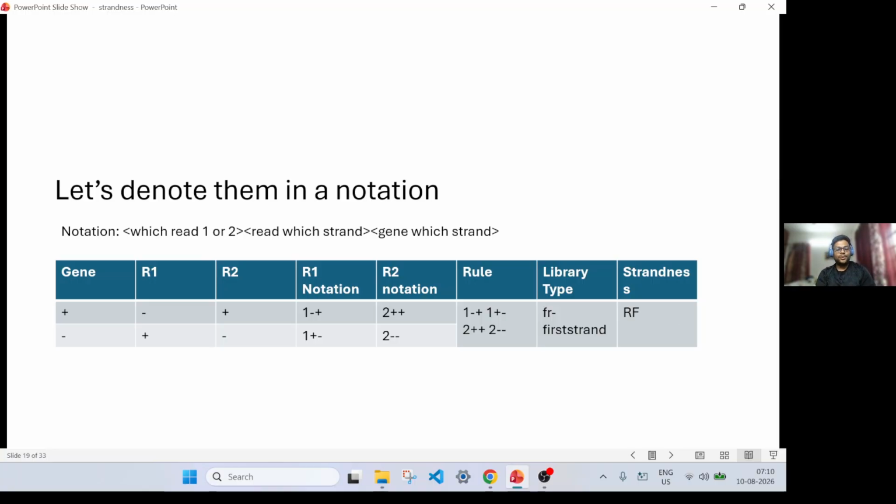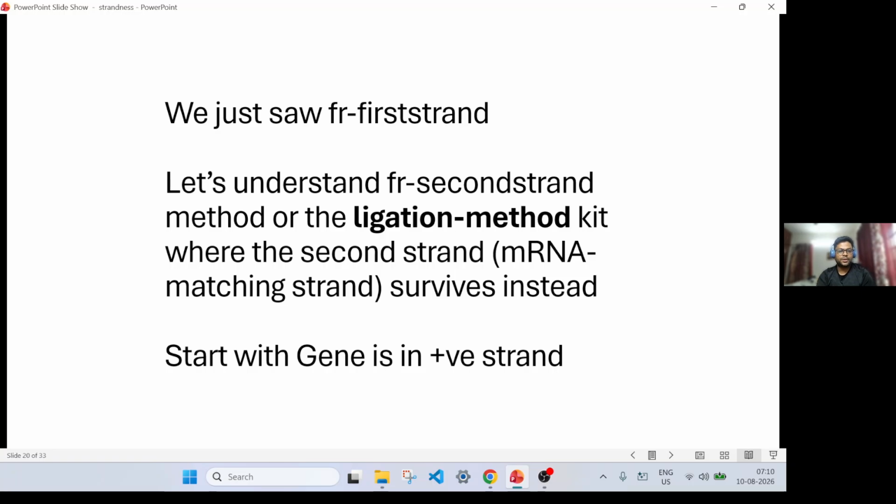Okay, just to revise, it might be confusing, but this is how I could explain it. So now we just saw the first strand. Now let's say you have done the experiment, and you say, hey, I don't want to go with the first strand, I want to go with the second strand. This method is generally called the ligation method. The earlier one was the dUTP method. The ligation method is basically from SOLiD time. It is rarely used these days, but it is one of the methods where you have the option to delete the first strand and go to the second strand.